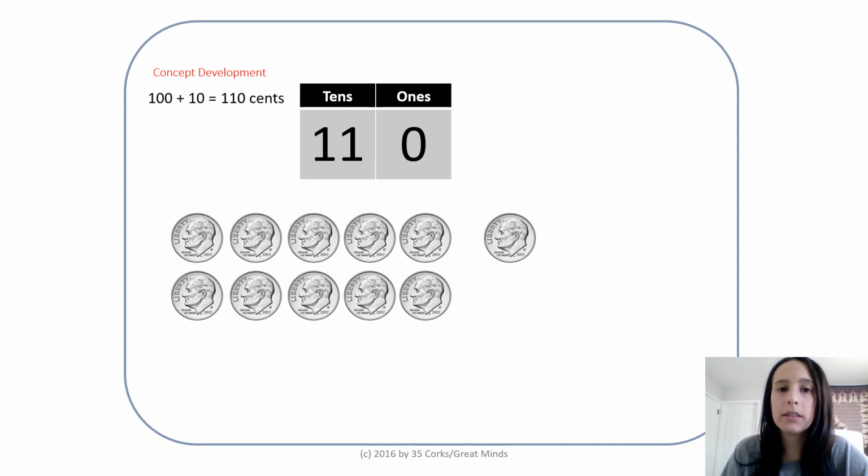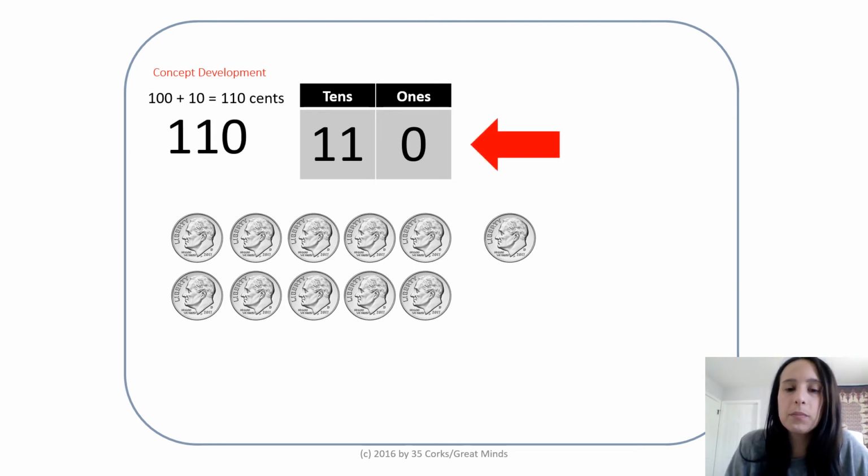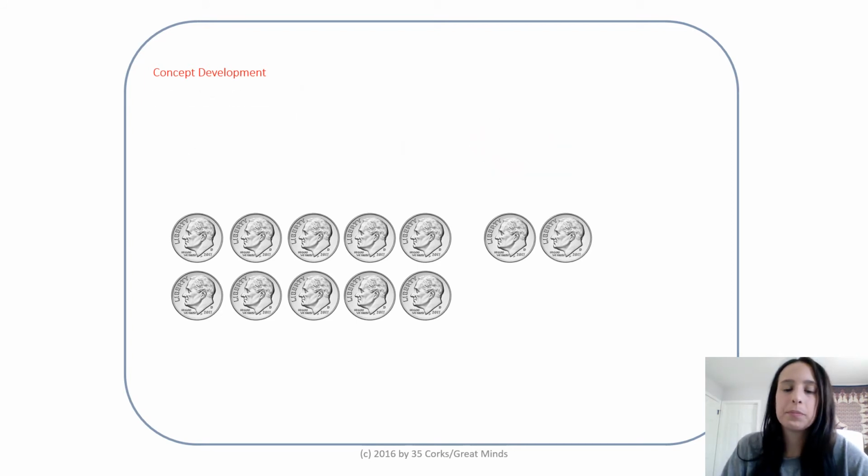How many tens are in 110 cents? 11. There's 11 tens, 0 ones, and that gets us that 110. I want to add one more dime. How many dimes do we have now?